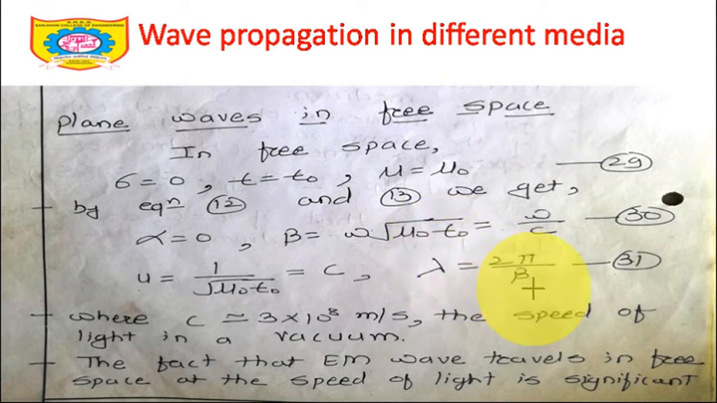Finally, lambda equal to 2 pi by beta, which is valid for any of the cases, where c is equal to 3 into 10 raised to 8 meter per second, the speed of light in vacuum or free space. The fact that EM waves travel in the free space at the speed of light is significant. In the free space, we say that electromagnetic waves travel with the speed of light.